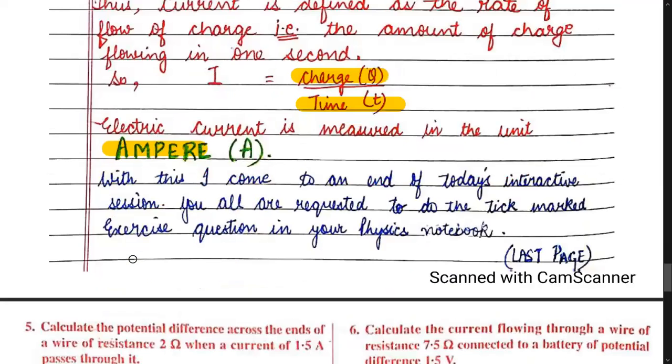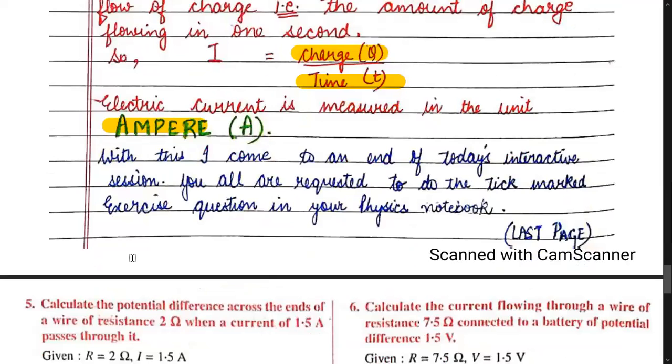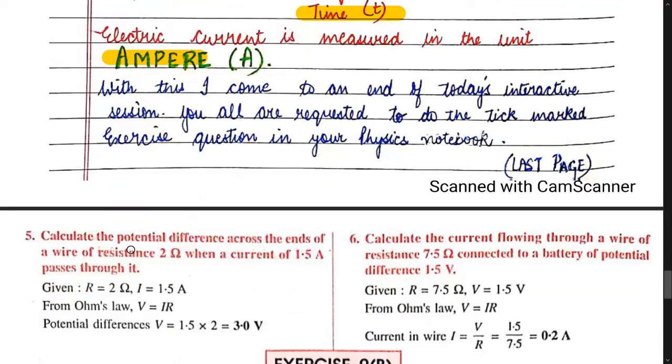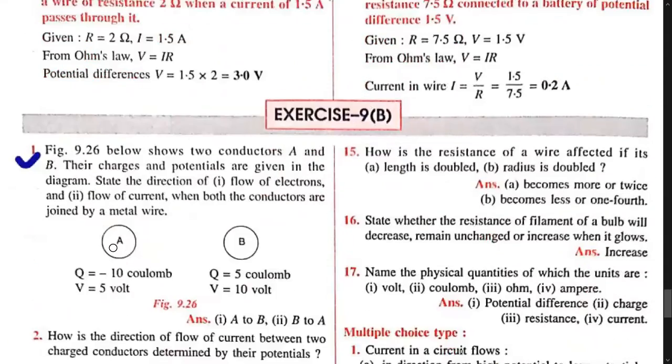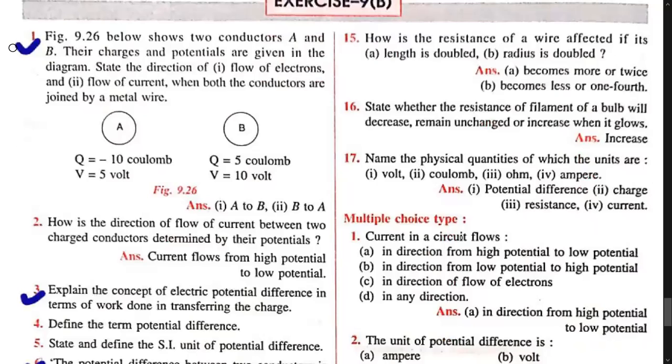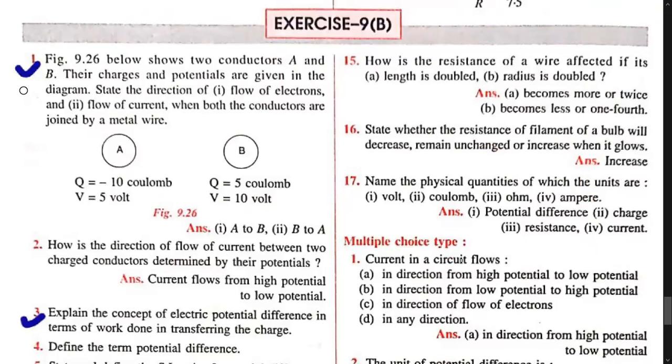Children, with this I come to an end of today's interactive session. You all are requested to do the tick marked exercise questions in your physics notebook. See exercise 9b, question number 1. You have to state the direction of flow of electrons and flow of current. Electrons will flow from high number of charges to low number of charges. So minus means it has gained electrons. So electrons will flow from A to B.